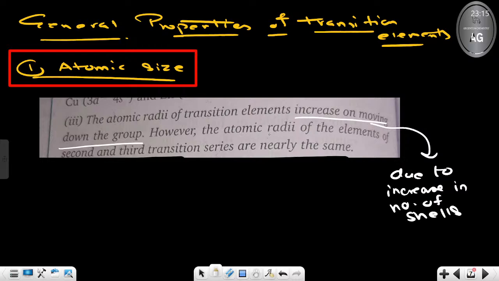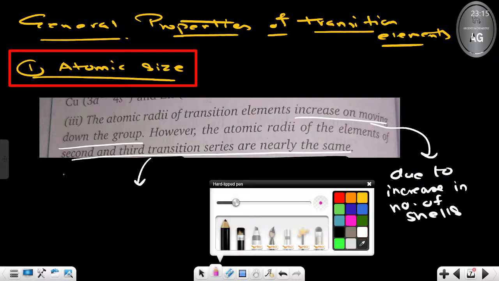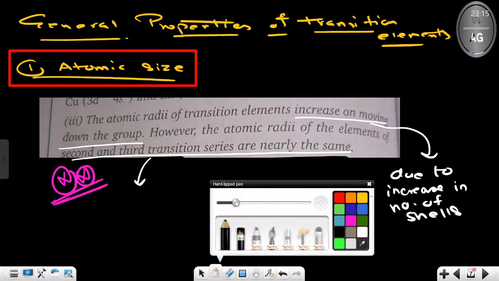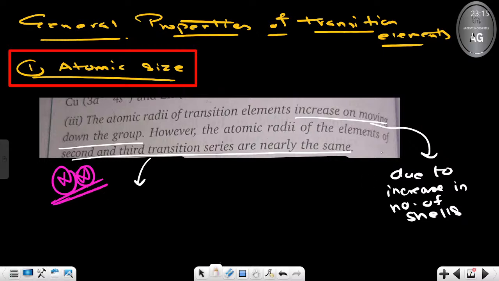Second, atomic radii of the elements of second and third transition series are nearly the same. Mark it. This is a very important question. Very, very important question. The answer is one and only answer that you have to write. You have to mention this word in your answer. If you don't, you will not get marks. Answer is lanthanoid contraction.